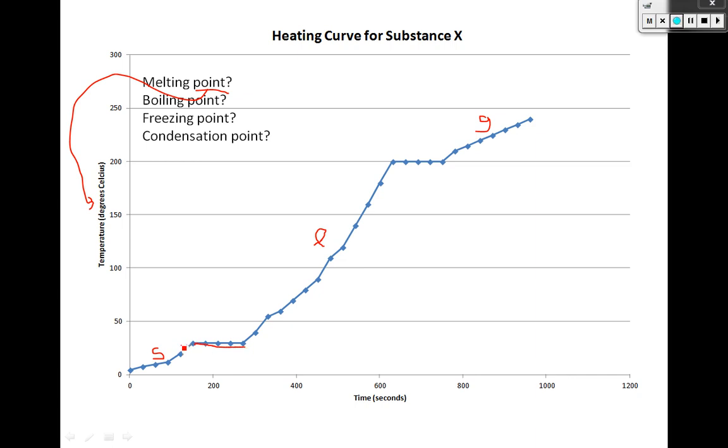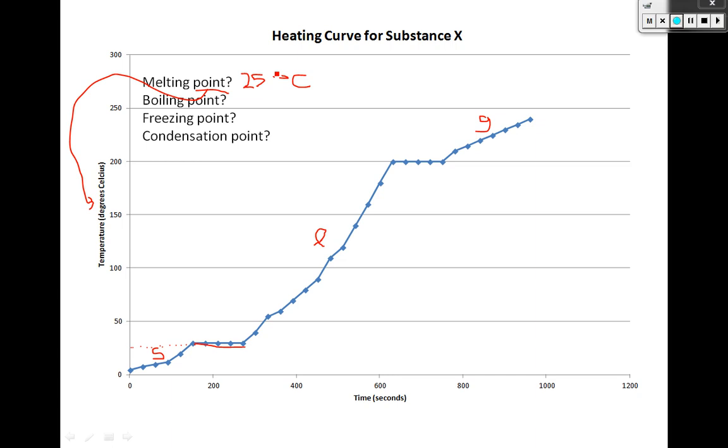So if I go back over to the axis here as best I can, that's somewhere between 0 and 50. So we're going to say the melting point is about 25 degrees Celsius.